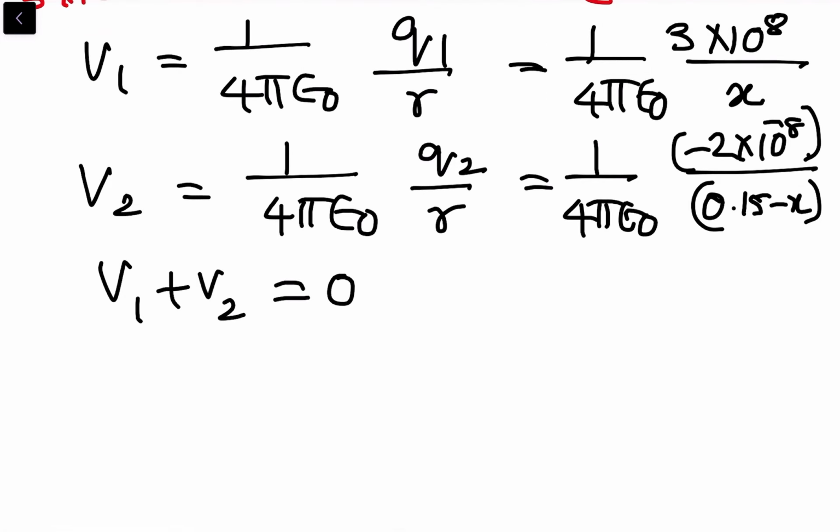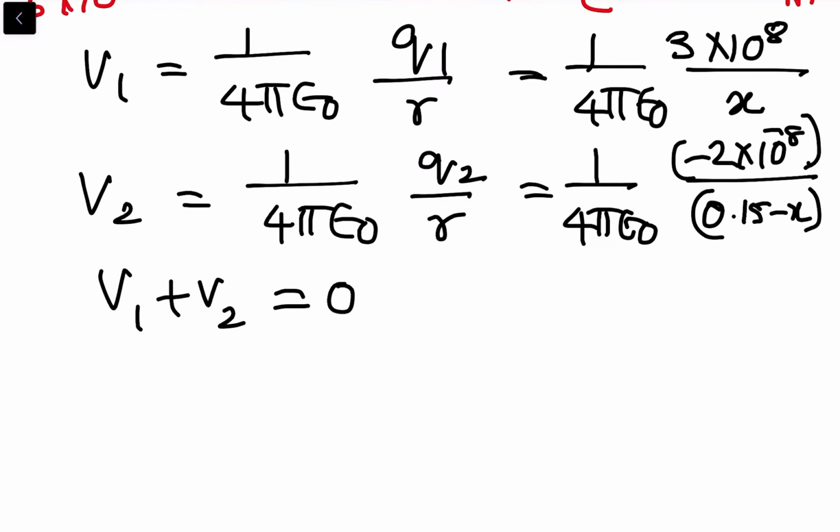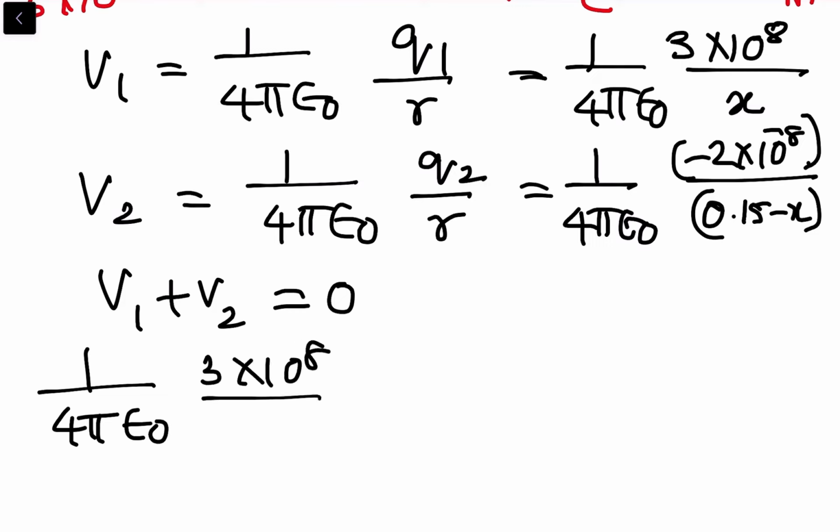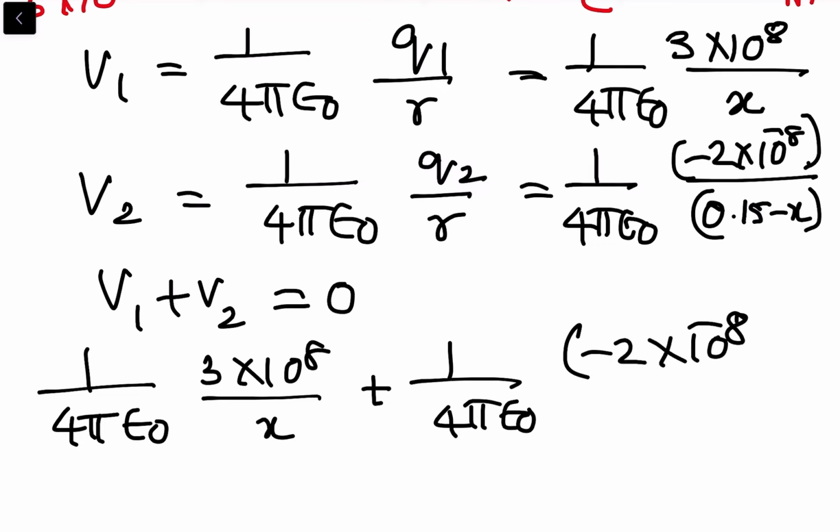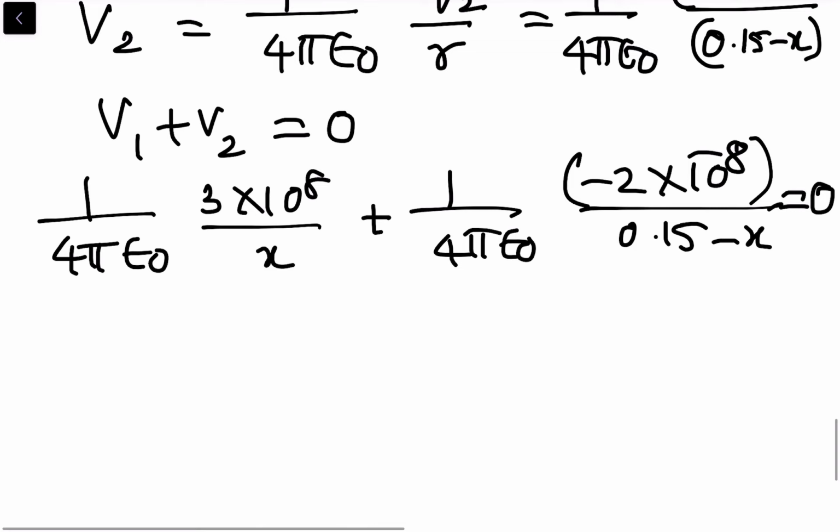So add both of them. We will get 1 by 4 pi epsilon naught 3 into 10 to the power of minus 8 by x, plus 1 by 4 pi epsilon naught minus 2 into 10 to the power of minus 8 divided by 0.15 minus x, is equal to 0. Equate both of them, add both of them and equate it to 0. So you can also write it like this. Send this second term to the right side, because it is minus, it will become positive.